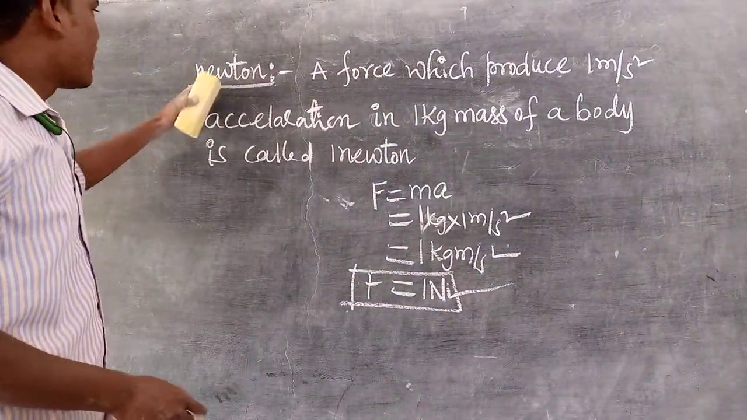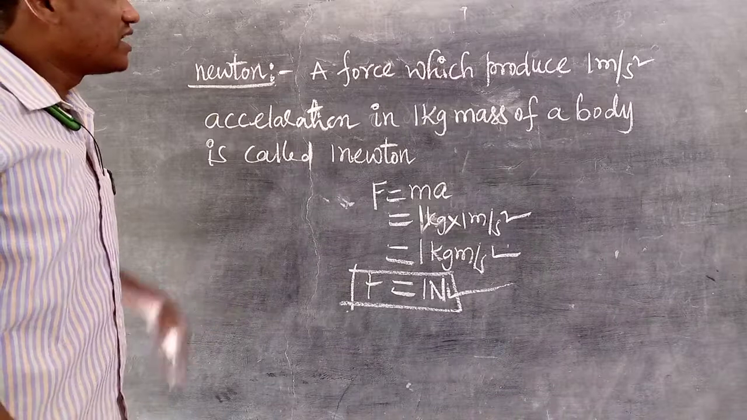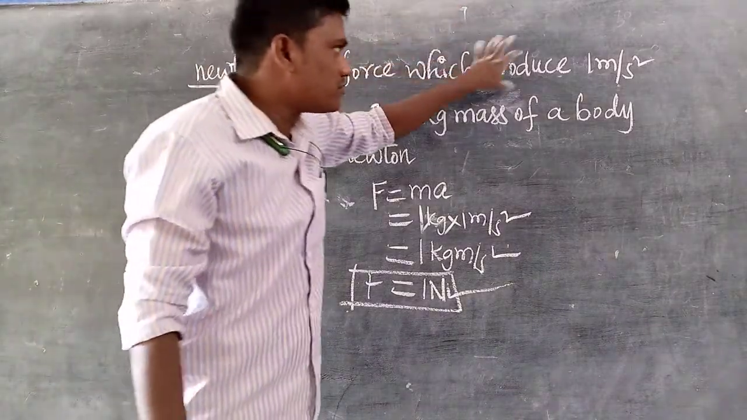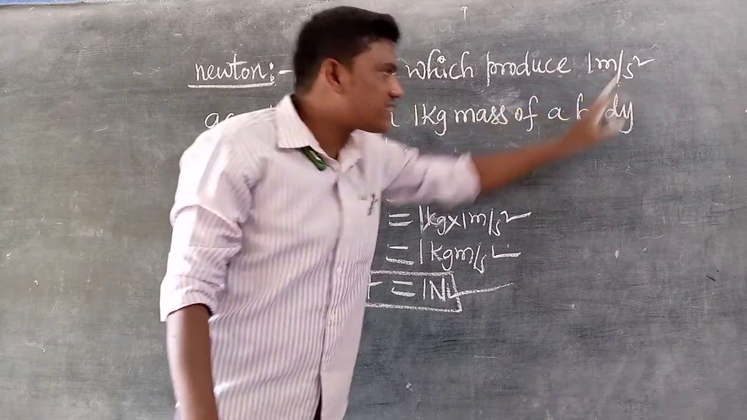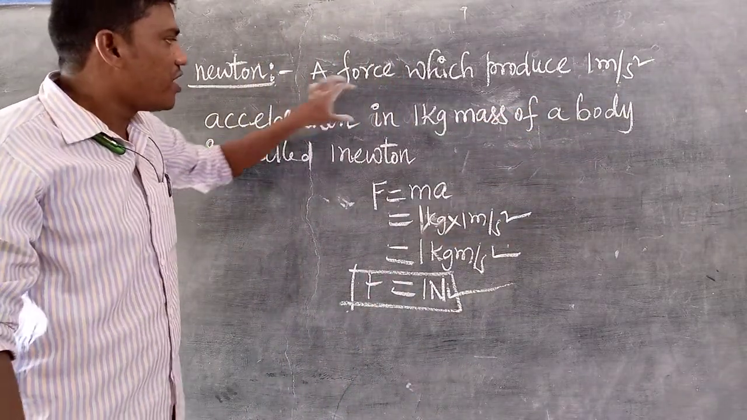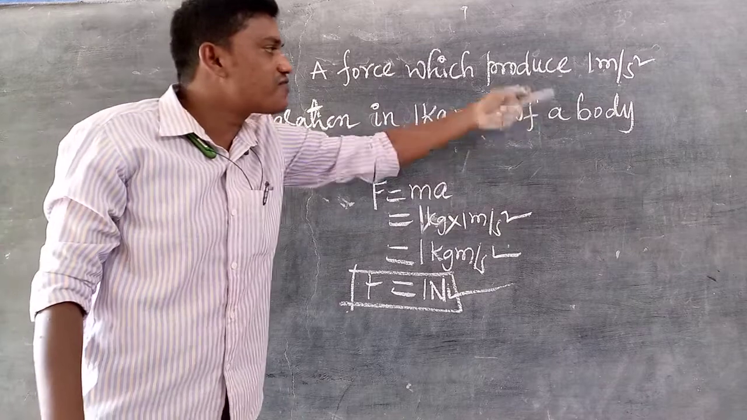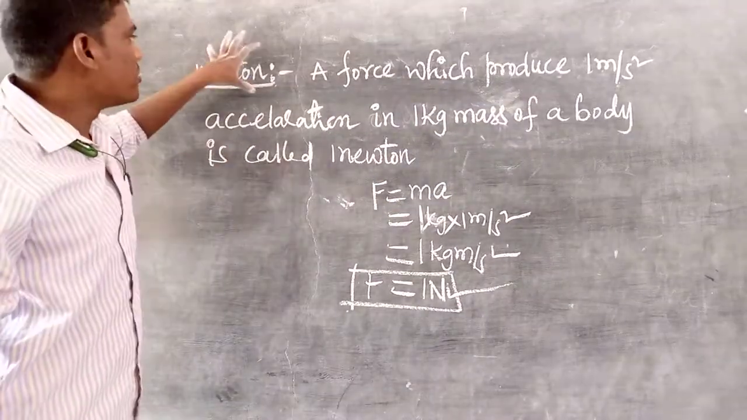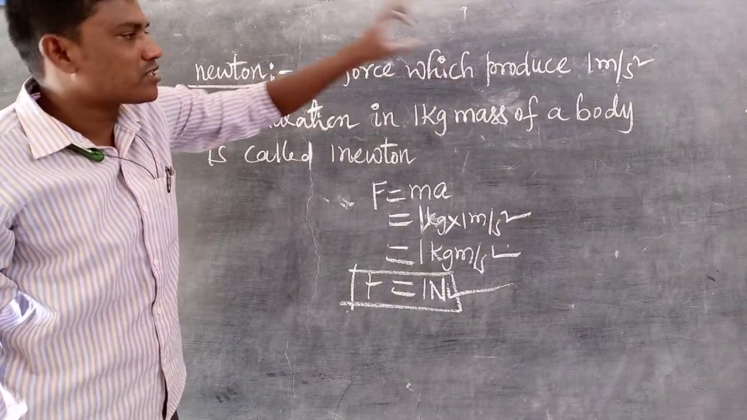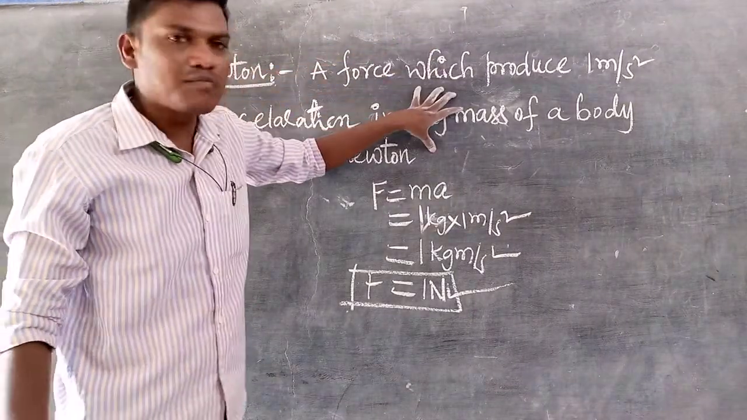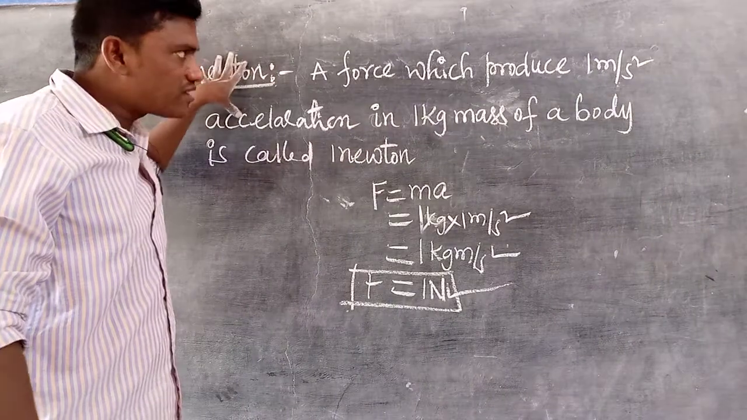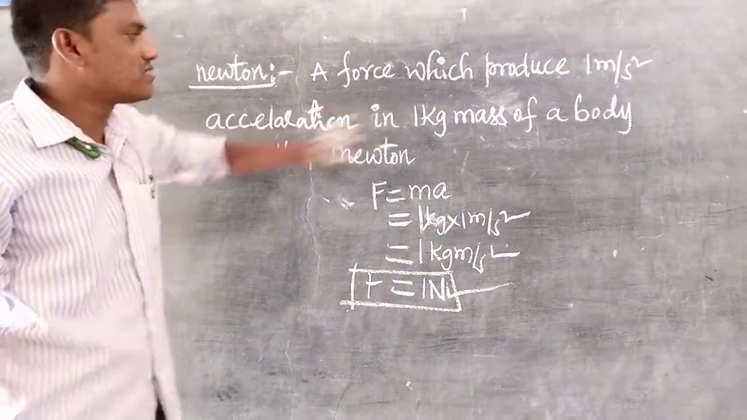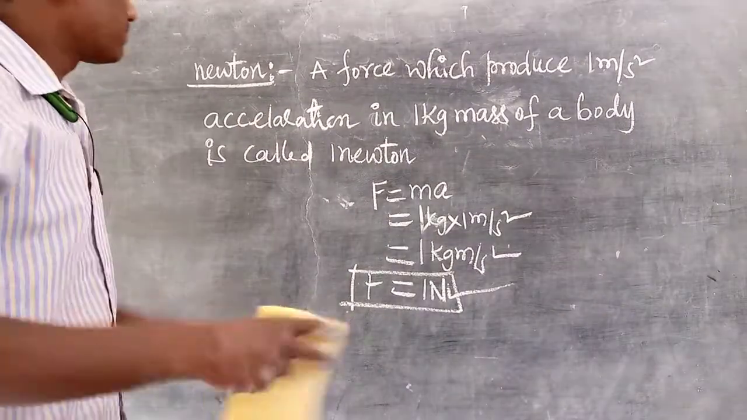Like the same way, dyne in CGS unit. In the CGS unit, dyne is nothing but a force which produces 1 centimeter per second square acceleration in 1 gram mass of a body is called 1 dyne. Listen very carefully. Newton is nothing but 1 meter per second square acceleration, 1 kg mass. In case of dyne, 1 centimeter per second square, 1 gram. That is called 1 dyne.